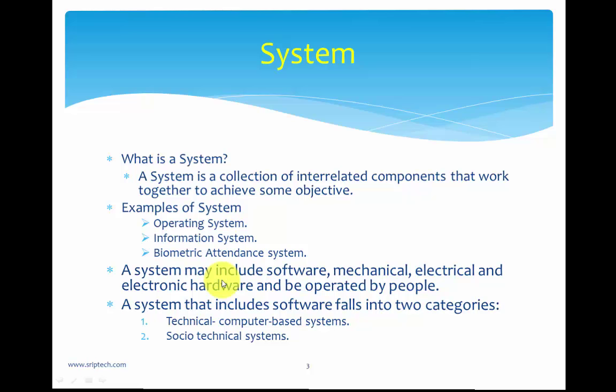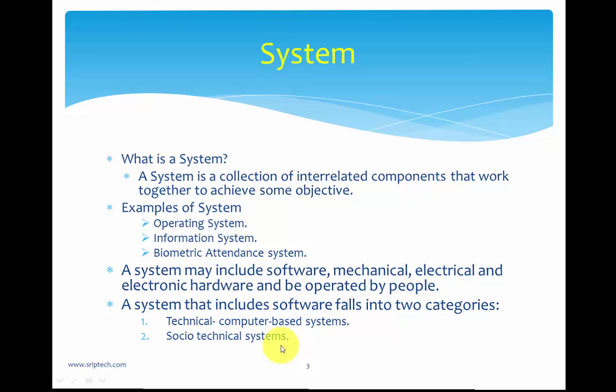So in that case, that system basically has got hardware, software, automobile components, and other electrical components embedded into it. Now a system that includes software falls into two categories. Okay, now what are those kinds of categories where we can basically classify the system which has software involved in it? The first one is called a technical computer based system, and the second one is called a socio-technical system.